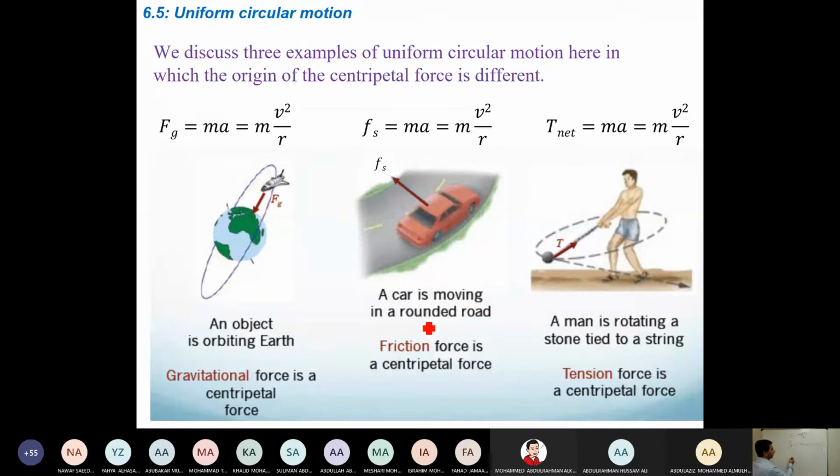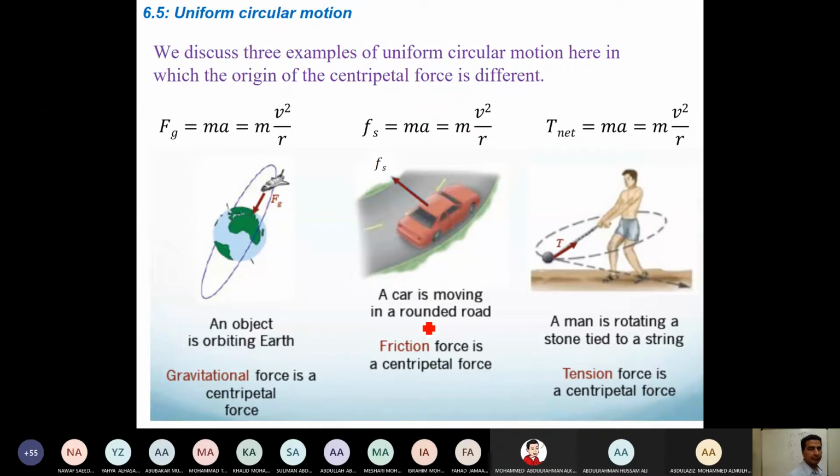Again, here we are talking about the centripetal force. Now the type of the force is different. In the first case, it was gravitational. In this case, it is the frictional force. Again, it begins from Newton's second law, F equals ma, but the final shape of the force is mv squared by r. I can determine this frictional force just by using this equation, mv squared by r.